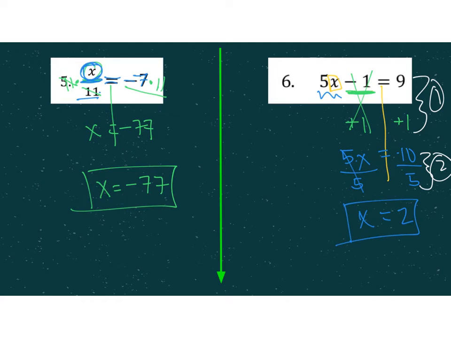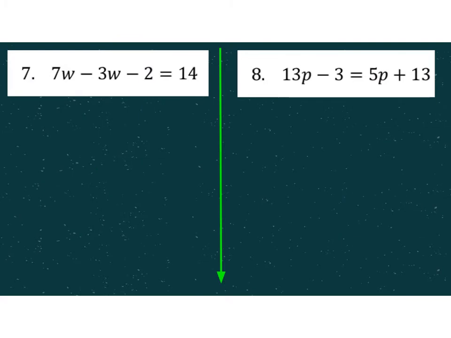Okay, so that was a two-step equation. I had to cancel the constant first, then cancel the coefficient. All right, let's take a look at number 7. In number 7, I have 7w minus 3w is equal to 2.